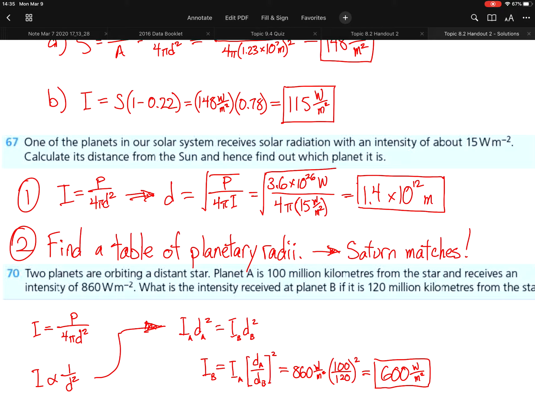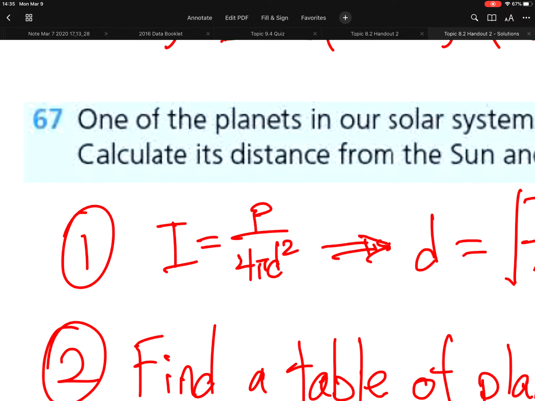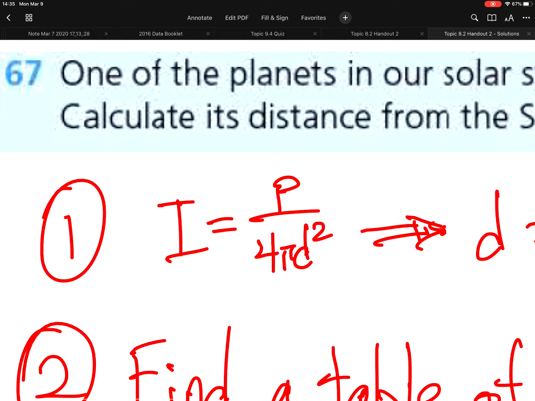67. One of the planets in our solar system receives solar radiation with an intensity of about 15 watts per meter squared. Calculate its distance from the sun and hence figure out which planet it is. So I'm just using the same equation that we've used before. Note that this equation is not in your data booklet.